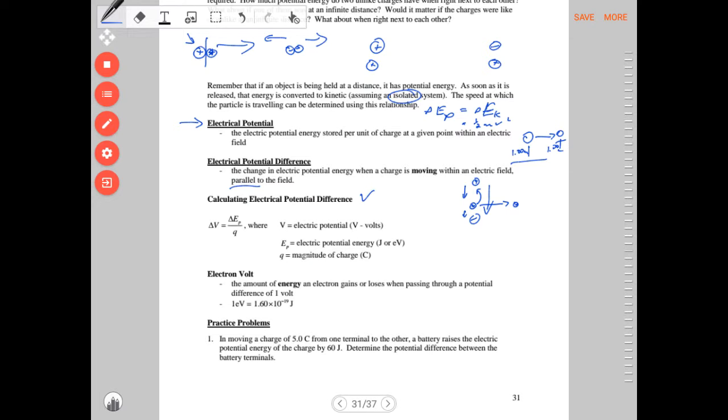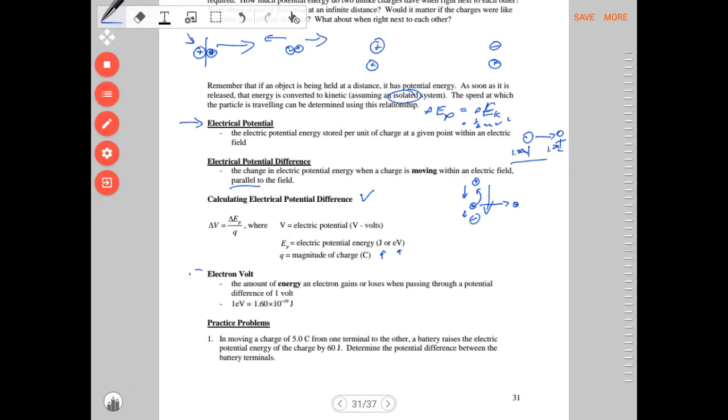EP is the electric potential energy, and that can be measured in joules, or this new thing called electron volts, and we're going to talk about them right away. And of course, Q is the magnitude of the charge, just like it always has been.